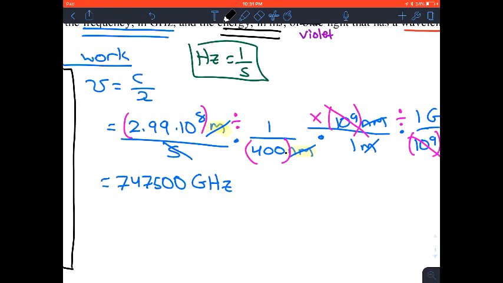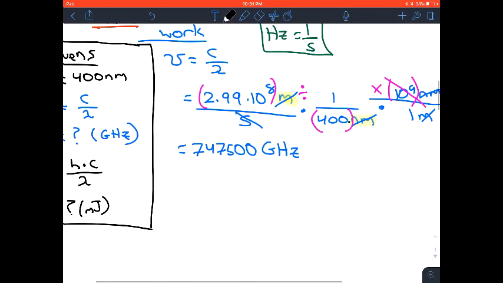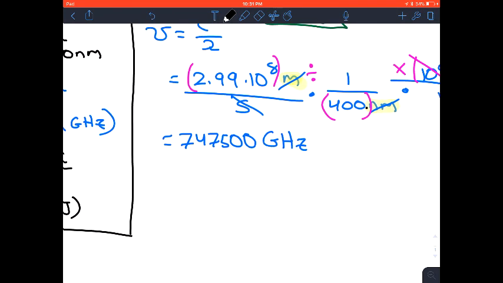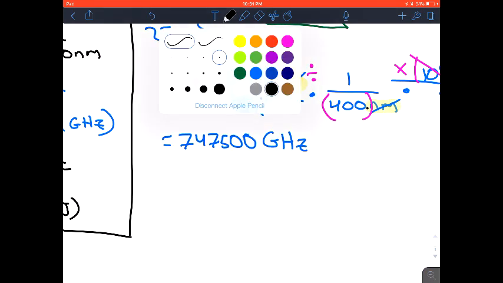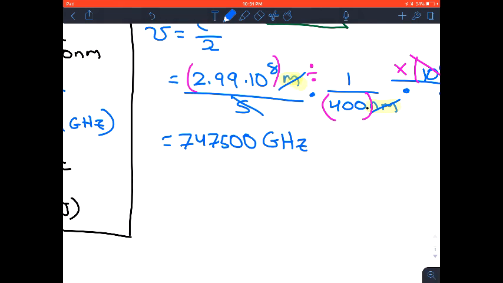Okay, so 400 nanometers exactly. So now we need 3 sig figs, and we need to convert this into scientific notation. So let's do scientific notation first because it's a little bit easier. So we have the decimal place here, move it over 1, 2, 3, 4, 5 spaces to the left. Makes it more positive. Remember, to the left, everything that's positive moves to the left.